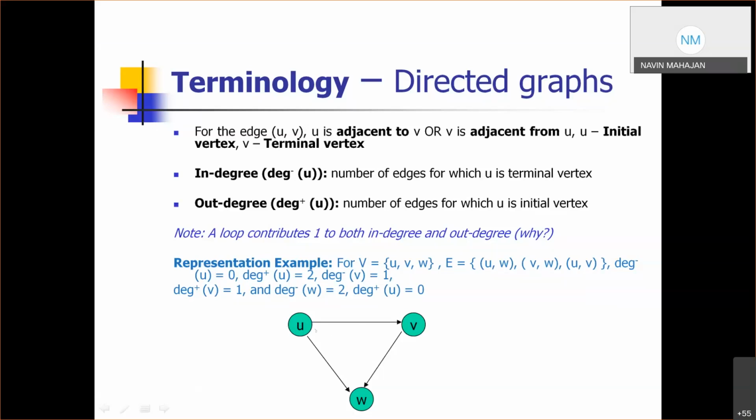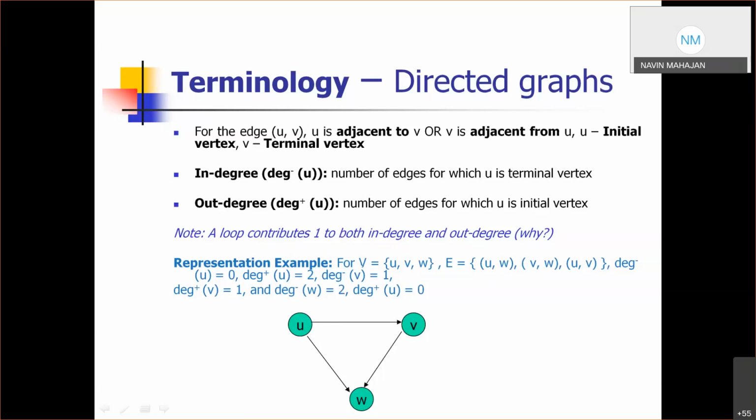What about in degree of U? There are no edges which are coming into this particular vertex U. So in degree of U is 0. Out degree is what? Number of edges for which U is initial vertex. We have two edges which are going out of U, so out degree of U is 2. Now, do we have a loop here? No. A loop contributes 1 to both in degree and out degree. If I write a loop V to V, then the line is going out and coming in for a directed graph, so in degree gets 1 extra and out degree is also 1 extra.